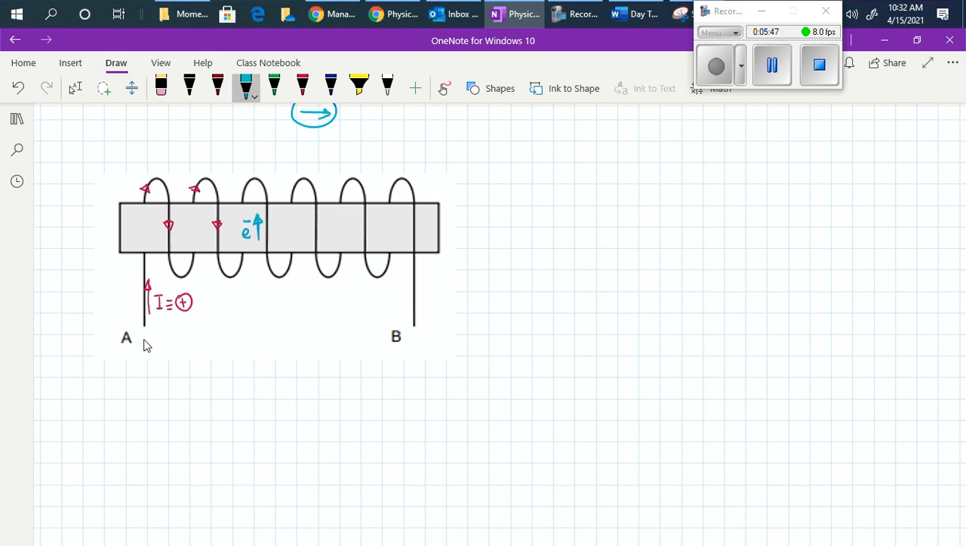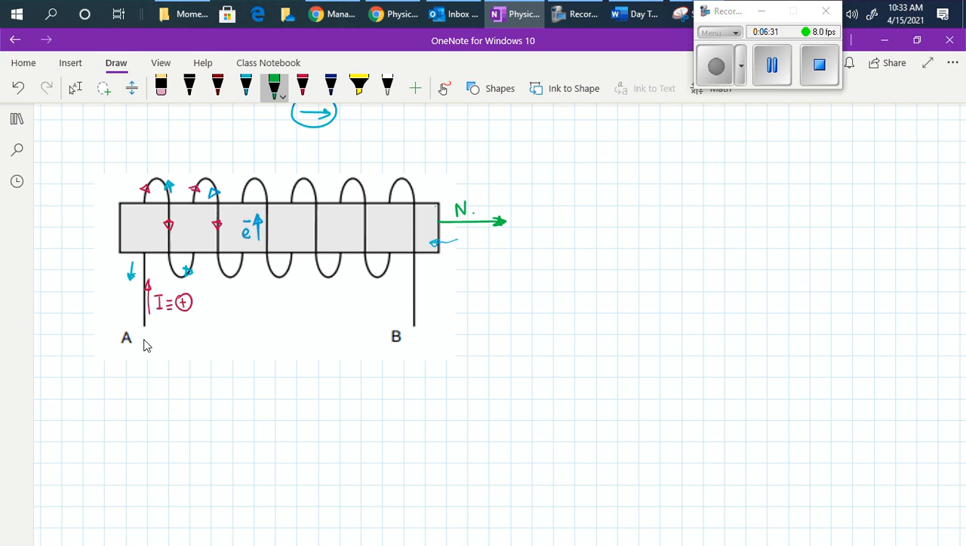If the current goes from A to B, the electrons will go from B to A. So now the electrons will move this way, this way, and so on. So now the fingers will go on the top of this block here, into the page, and on the bottom of this block here will go out of the page, telling us that the thumb is in the east direction. So this is telling us that in this direction we have north.